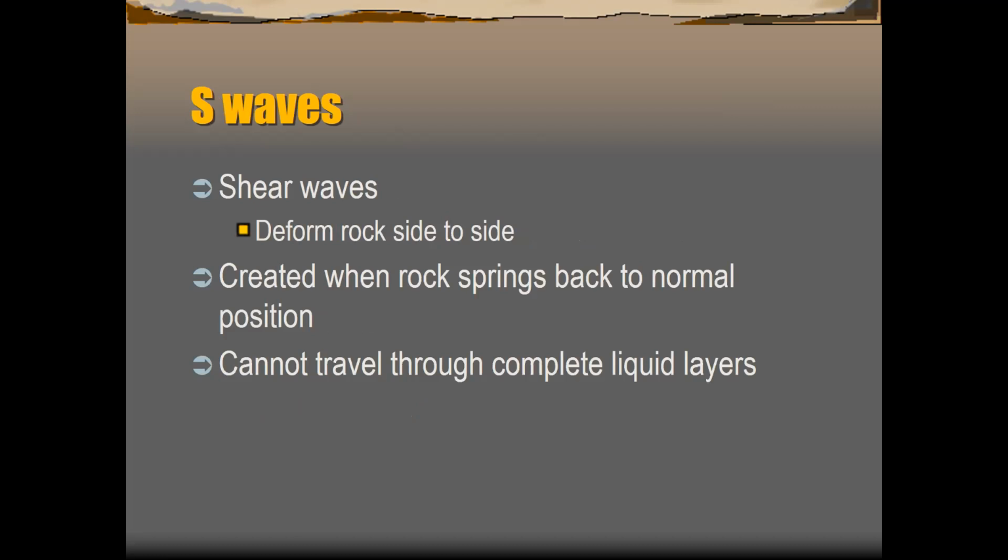Now, what's interesting is that these cannot travel through complete liquid layers. So, you know, S waves are not going to be able to travel past that outer core. And they're going to create some of those shadow zones because we cannot see the waves on the other side of the earth when they pass through that liquid. They just kind of get dissipated. That motion is lost. So these are kind of a medium speed, and they shake the ground a little bit more than the P waves.